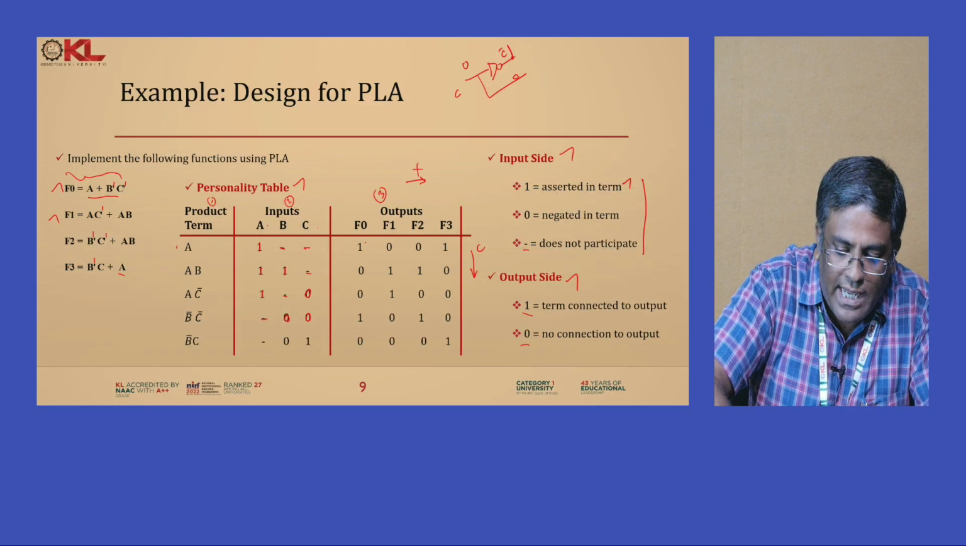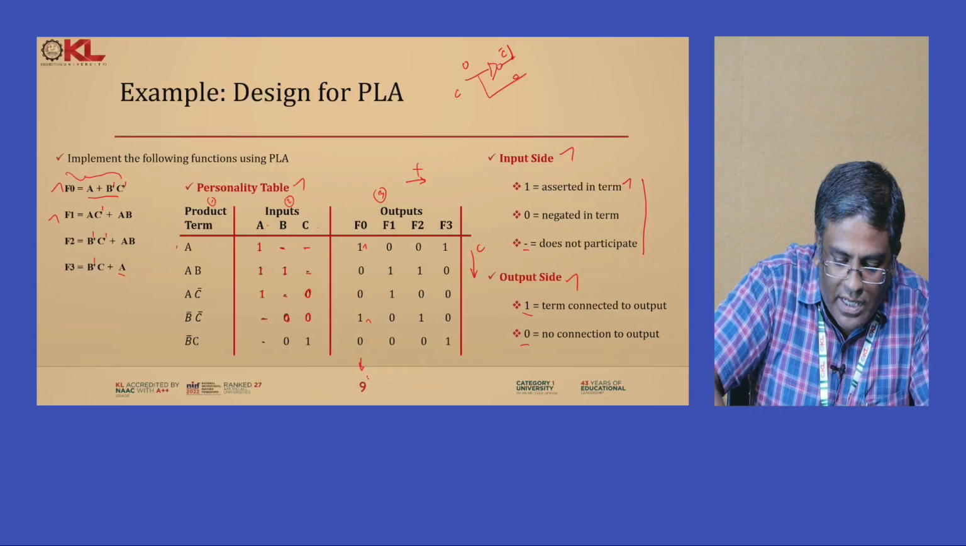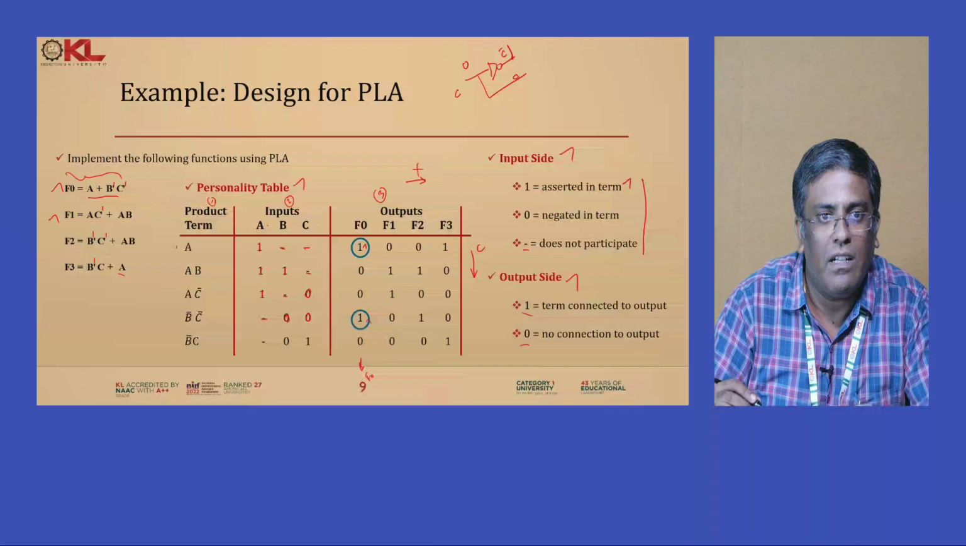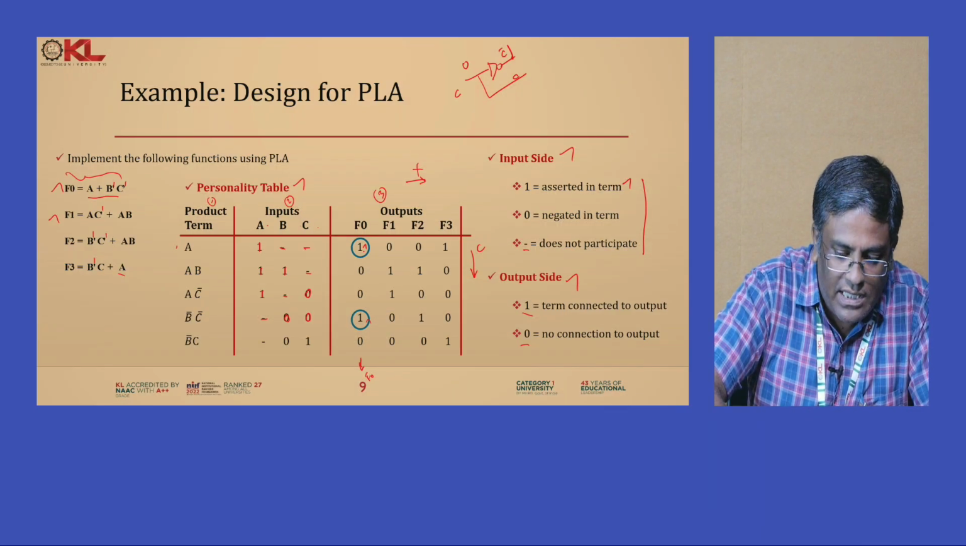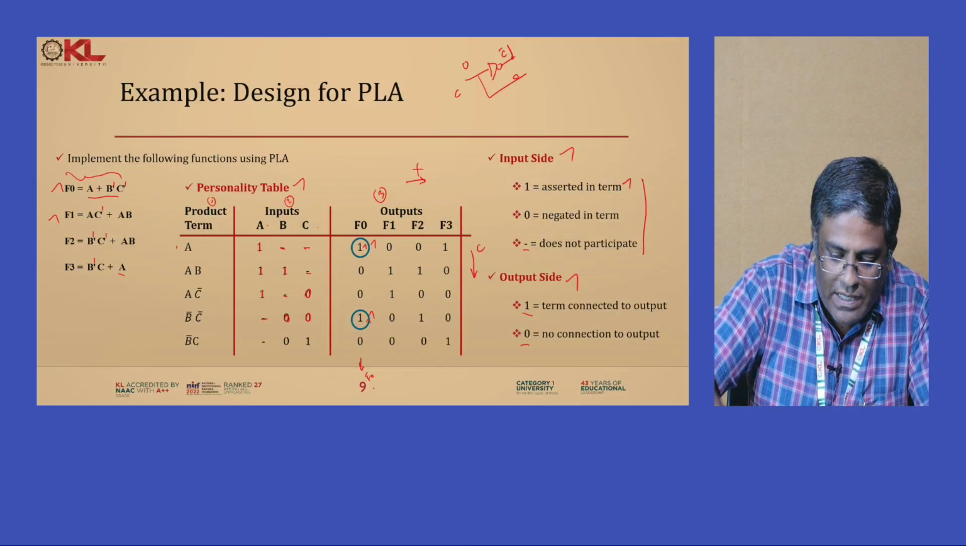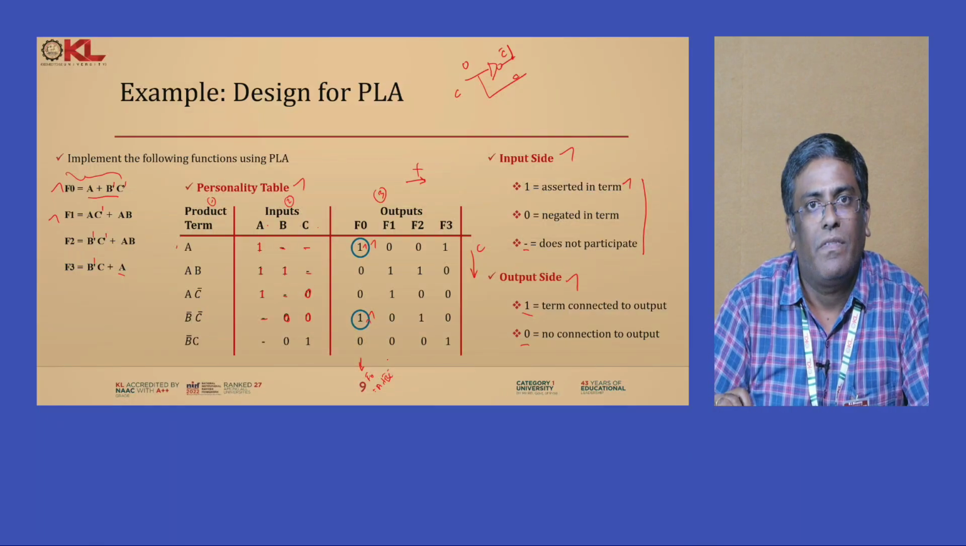So how can we write now, F naught is equal to A plus B bar C bar. Where is A available? A is available here. And where is B bar C bar available? B bar C bar is available here. If we take the output here, this can be F naught. You can see that, right? We have F naught is equal to A plus B bar C bar.